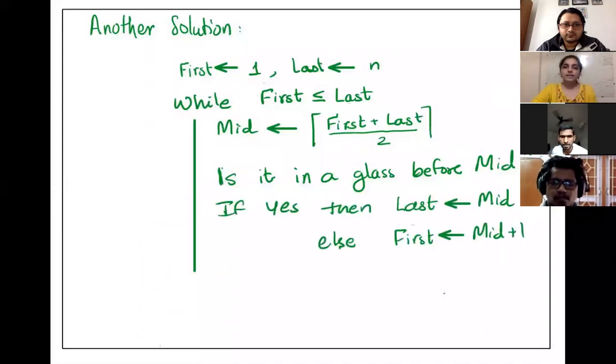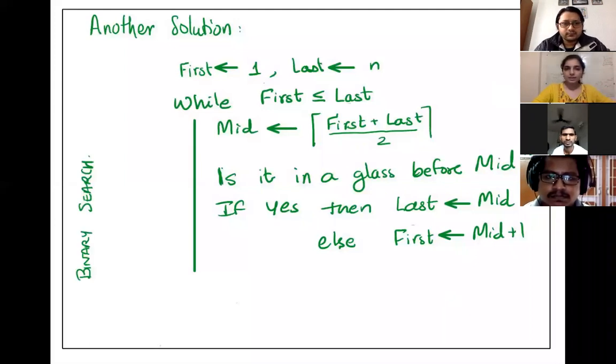Suppose the answer is yes, that it is before mid. Then I know it is not in the second half. So I change my focus to the first half of the interval. So I make my last become mid. And if the answer is no, then I have to focus on the second half of the interval. So I make my first go to mid plus 1. And I repeat this process.